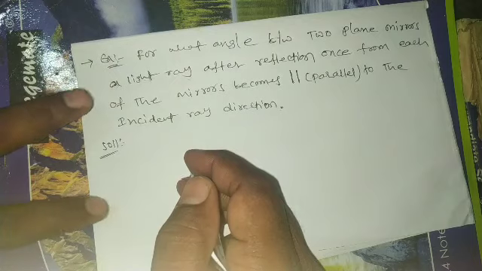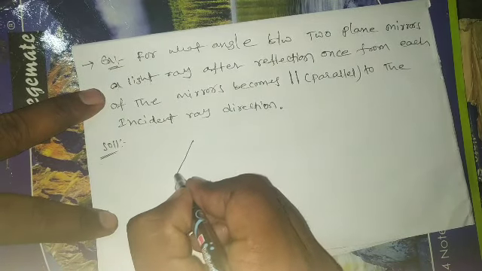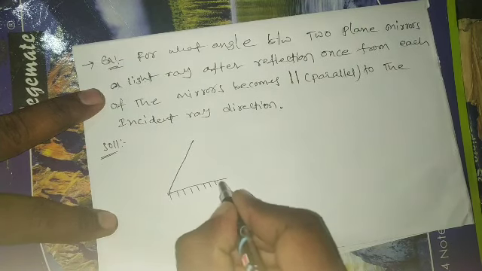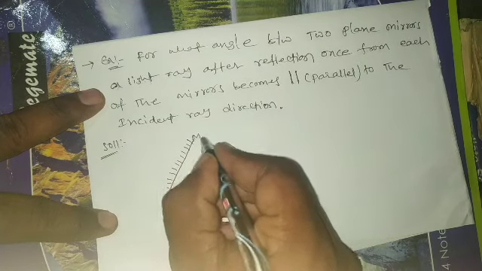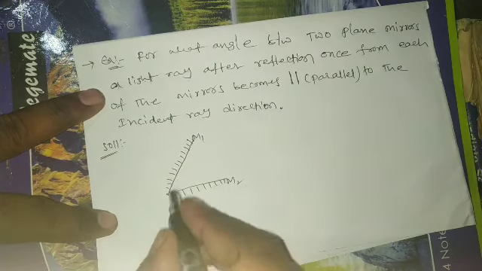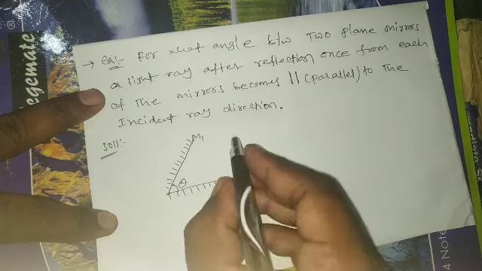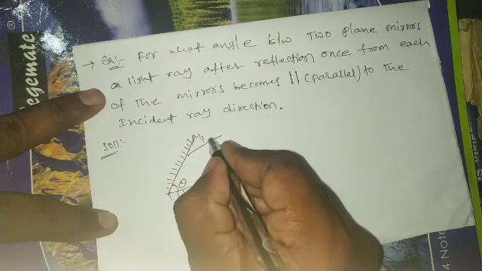So let us assume, this is the two plane mirrors, M1 and M2. The angle between them is theta.